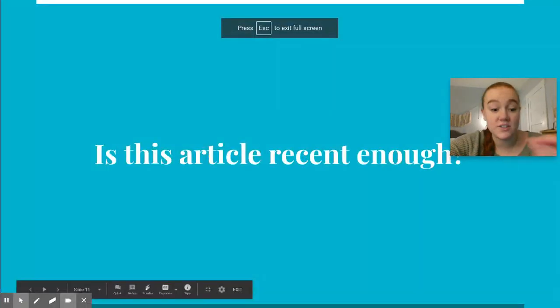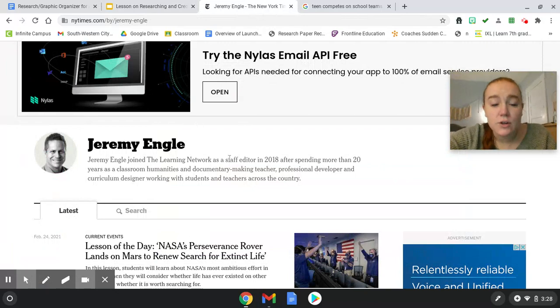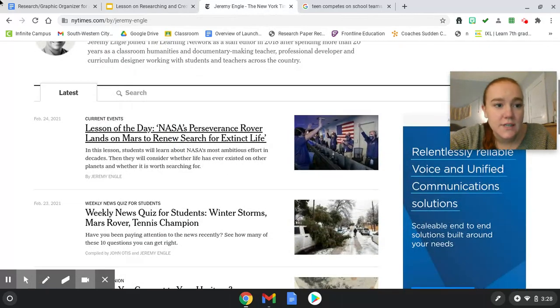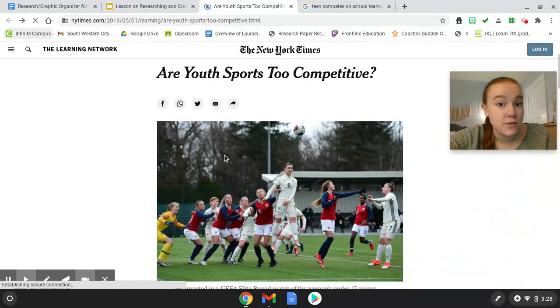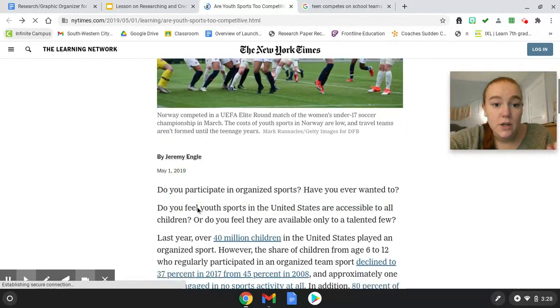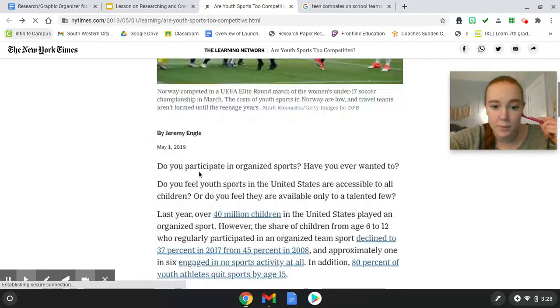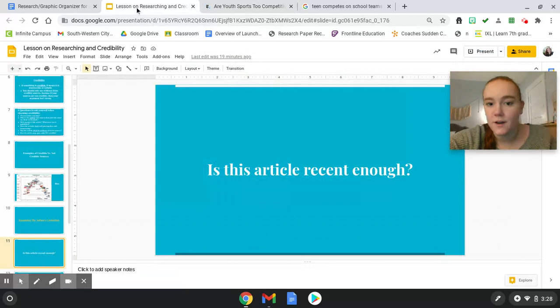Now, I also just asked, is the article recent enough? If we go back to the article, you can usually tell the article's date published. It's usually right under the author, right under the title. So right here, we see it was 2019, and I'd say that's definitely recent enough, especially given the topic. Not very many years ago. I trust that that is recent enough.